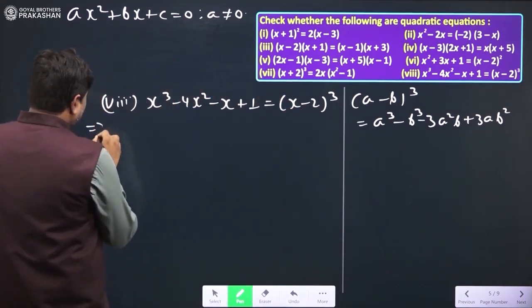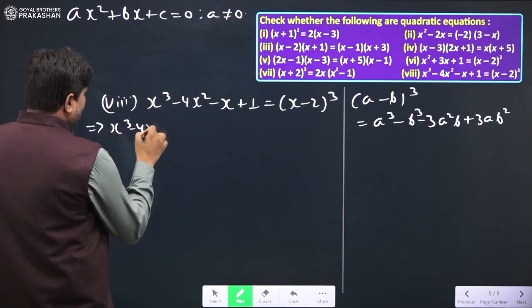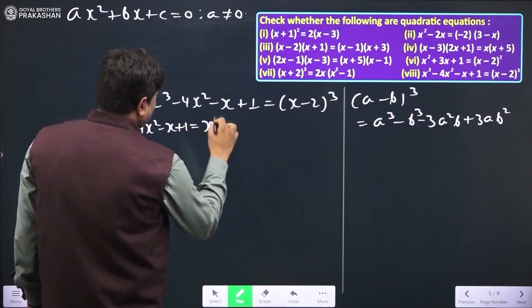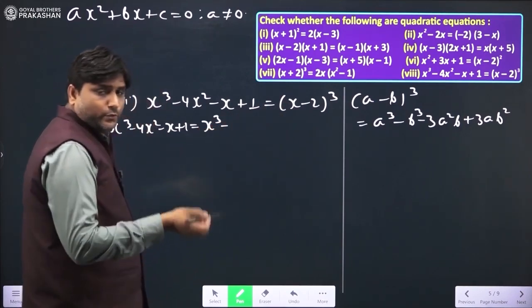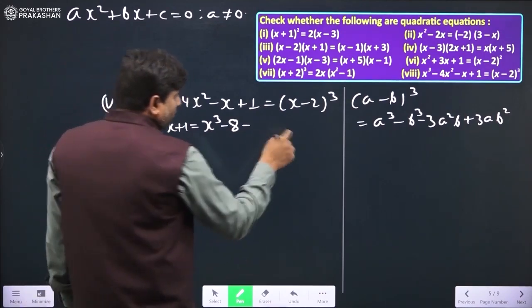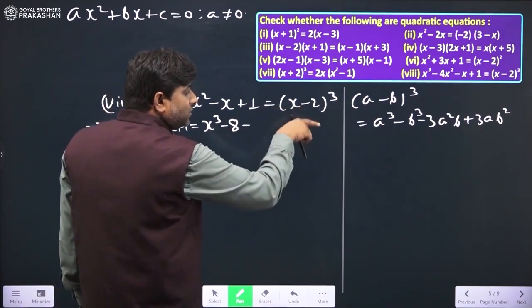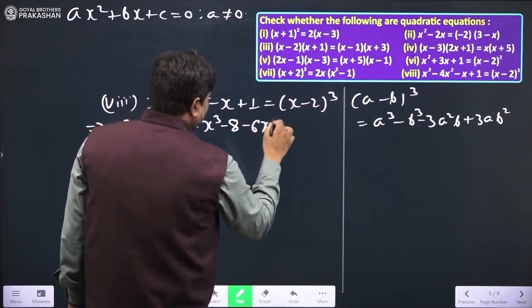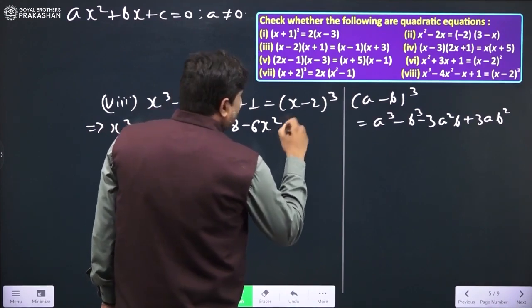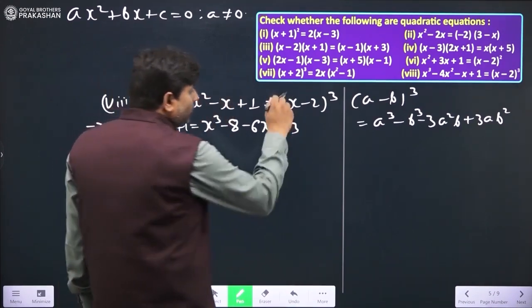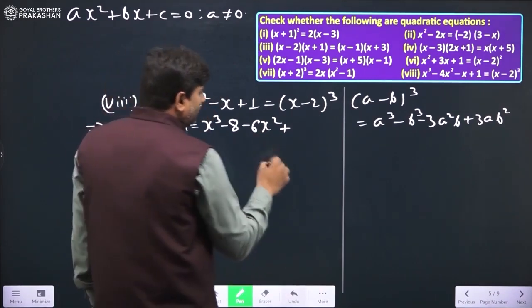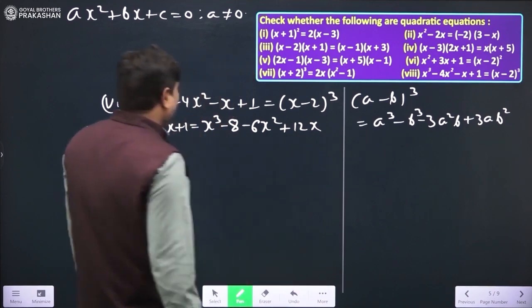So it will be overall x cube minus 4x square minus x plus 1. Now a cube means x cube minus b cube, 2 cube, it is 8 minus 3a square b. So 3 into x square into b, b is 2. So 3 into 2 is 6. So it will be 6x square plus 3ab square. So 3 into a means x, b square, 2 square is 4, 4 into 3, 12. Overall it will be 12x.